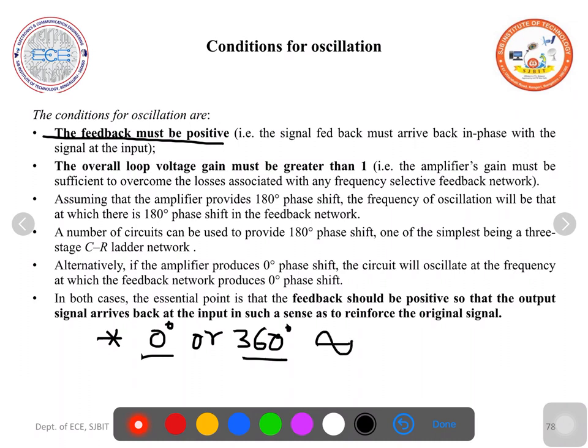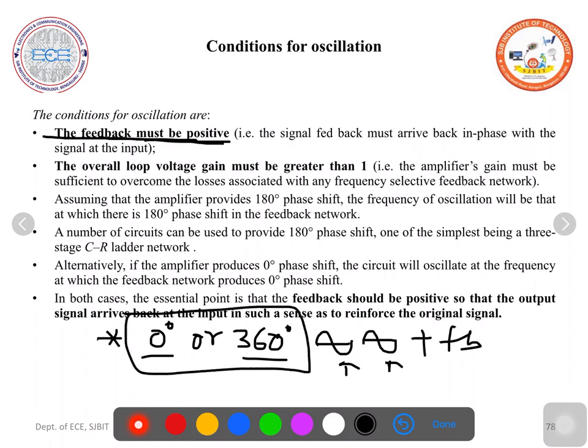That means the input signal and the feedback signal should be in the same phase. That means the feedback must be positive. If both are in the same phase, then we say it is positive feedback. So the first condition is the phase shift around the loop must be 0 degrees or 360 degrees. Or in other words, you can call it the feedback must be positive. What do you mean by the feedback must be positive? The signal fed back must arrive back in phase with the signal at the input. The feedback signal should be in phase with the signal at the input.